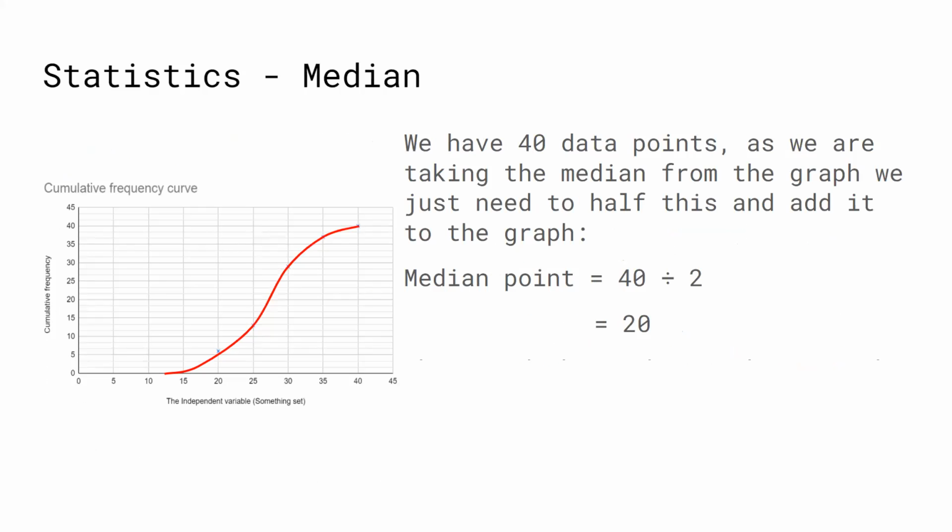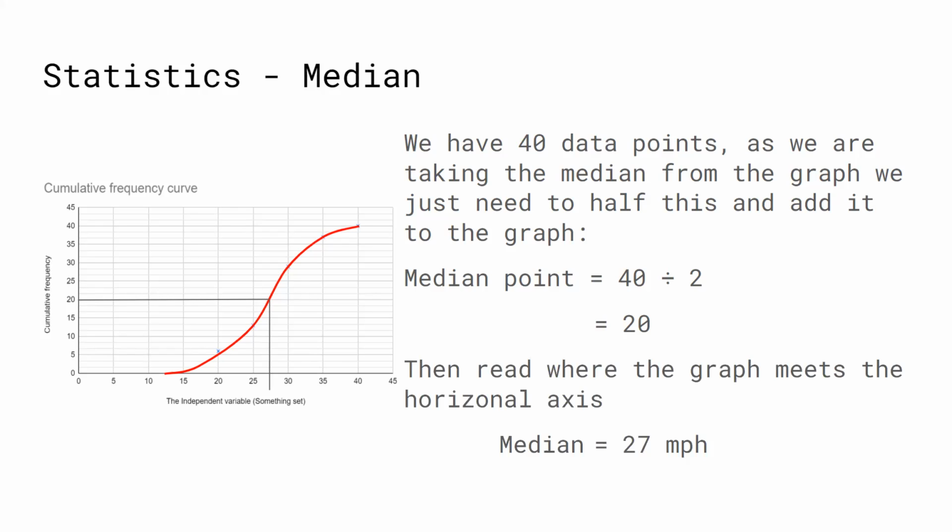So we're going to start with the median. We've got 40 data points. And as we're taking the median from a graph, we just need to half this number and then add that point to the graph by doing some lines like this. And where it intersects our horizontal axis, our independent value, that's actually going to be our median. Here it's roughly 27 miles an hour.